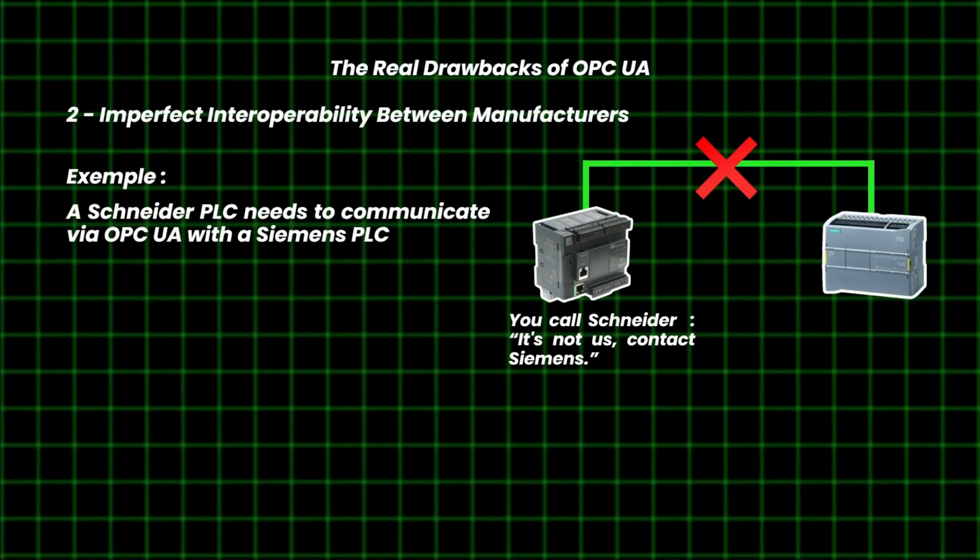If you call Schneider, they will tell you it's not us. We've structurally adhered to the OPC UA model structure. We've tested different types of our components and they communicate with each other. You need to contact Siemens. If you call Siemens, the same thing happens. They will tell you they followed the model. The best solution is to replace the Schneider component with a Siemens component and they will guarantee you proper operation.